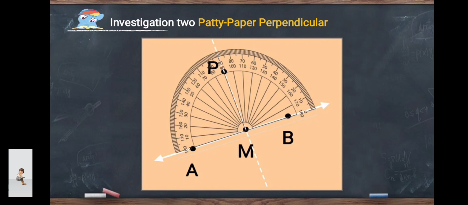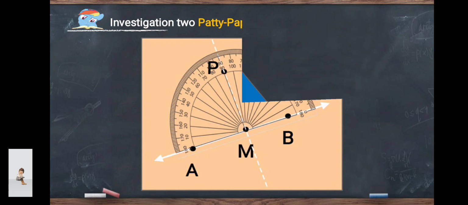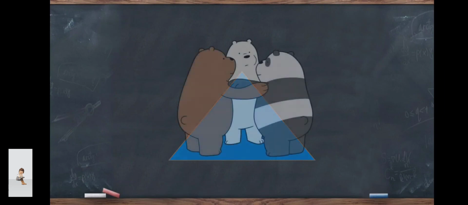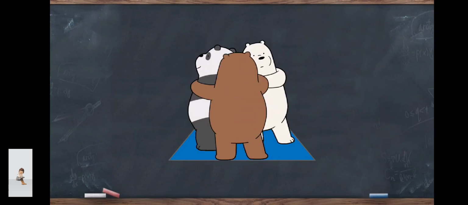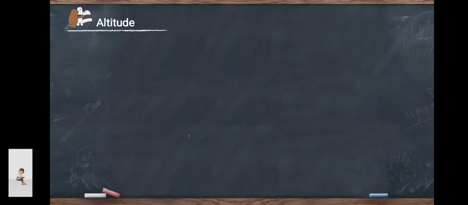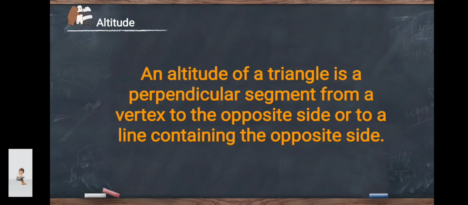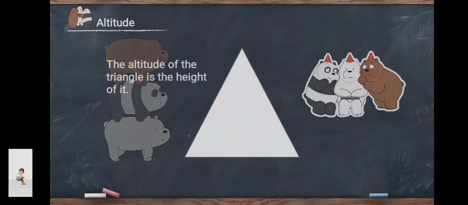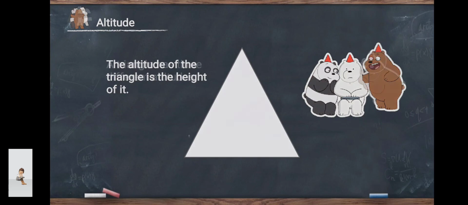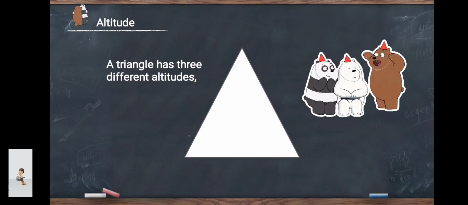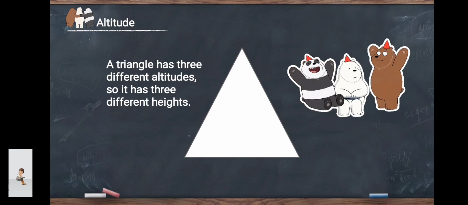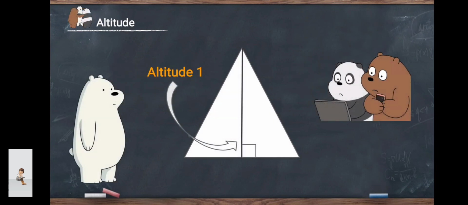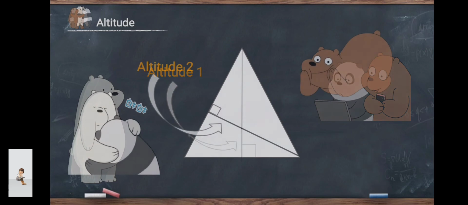Now, this is the last part of our topic. It's about the altitudes of a triangle. Altitude. An altitude of a triangle is a perpendicular segment from a vertex to the opposite side or to a line containing the opposite side. The altitude of a triangle is the height of it. A triangle has 3 different altitudes, so it has 3 different heights. Altitude 1, altitude 2, and altitude 3.